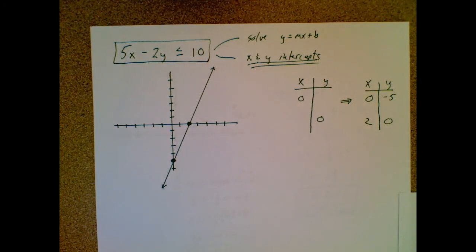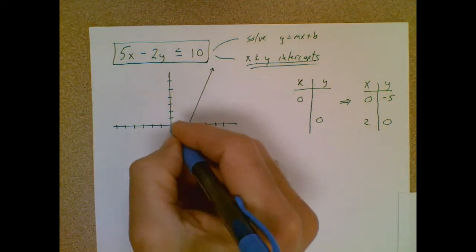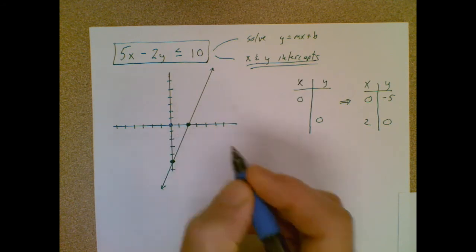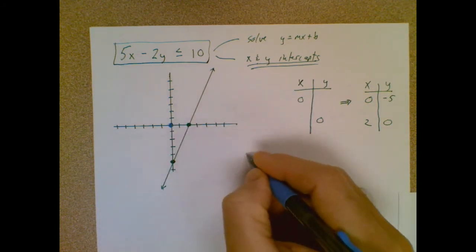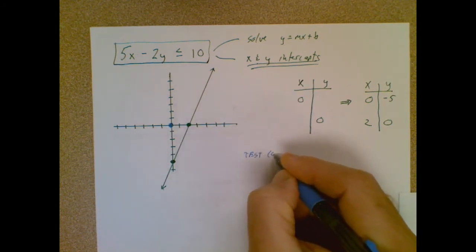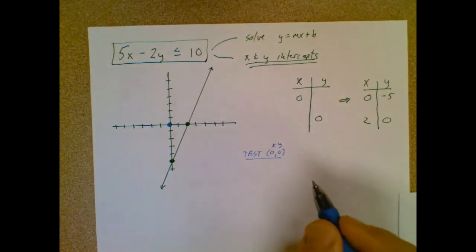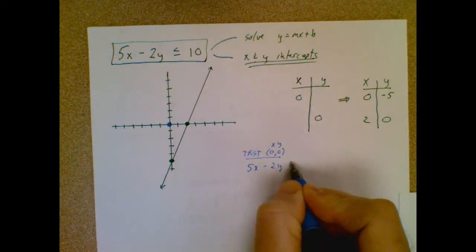Then the third choice I have to make is the shading. So now if I'm going to do some shading, I have to pick any test point I want and then evaluate whether or not I have a true statement. I'd mentioned earlier that 0, 0 is a heck of a good test point. So I'm going to use this for my test point. So we'll test 0, 0, which means x is 0 and y is 0. So watch what happens when I plug that in. The wonders of a 0.